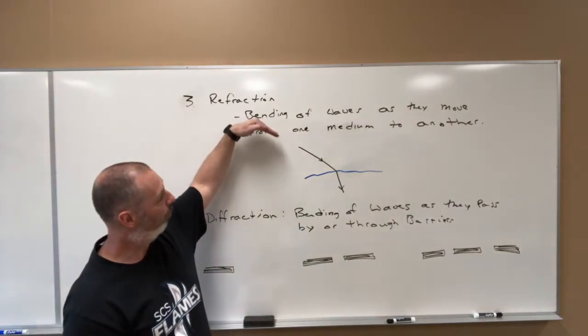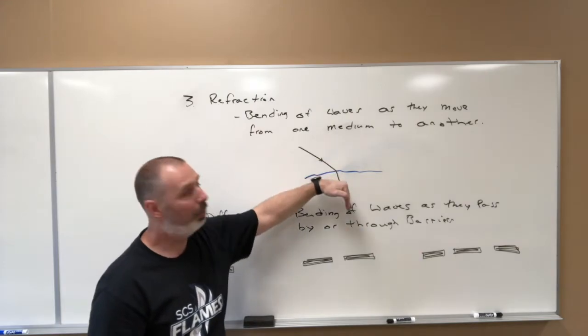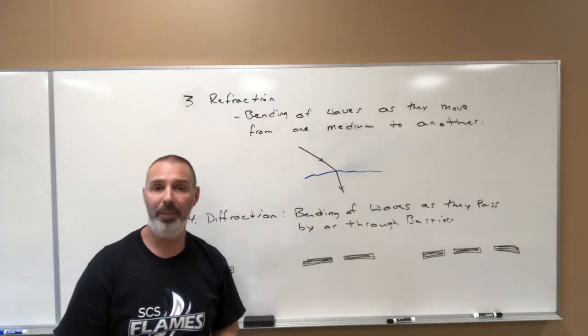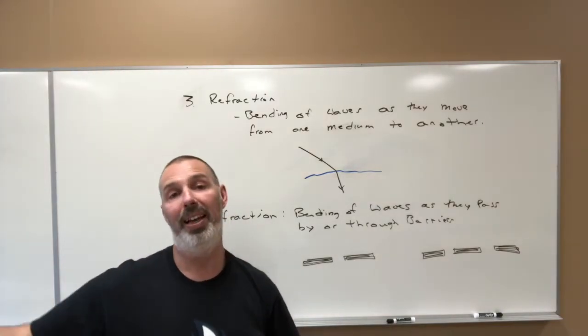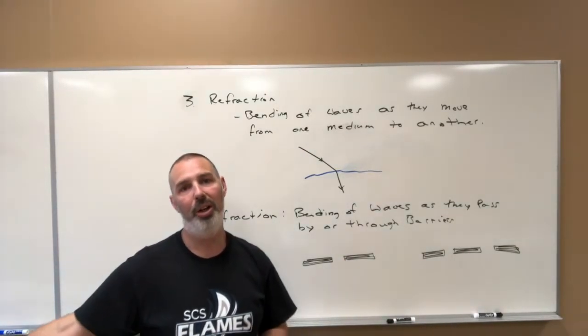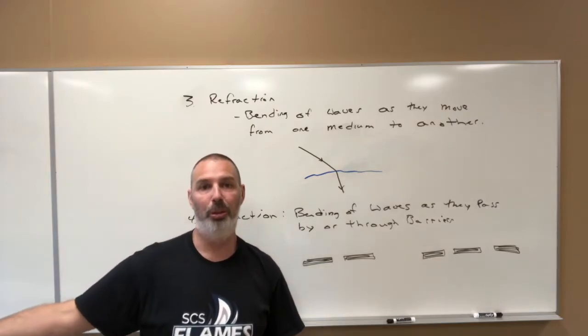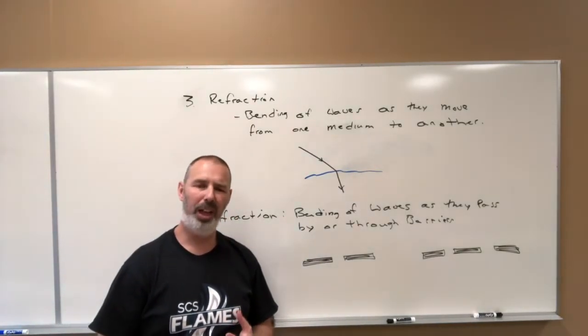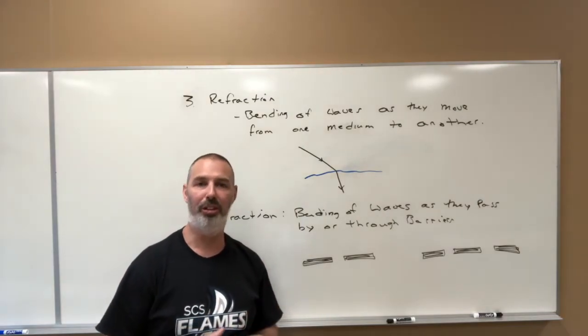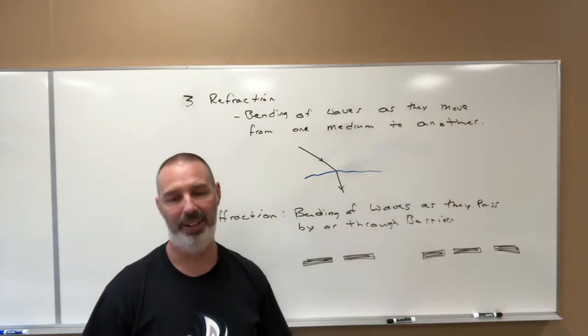And so if we have a ray that's coming in here, there's a bending. Now the amount of bending is based on a law. It's called Snell's law. And when we get into a unit later on, where we're going to look at refraction specifically in lenses, we will look at Snell's law, and we will use Snell's law to determine how much bending is happening.